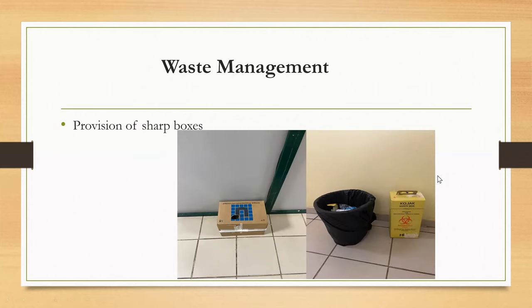Okay, previously it used to look like this. The nurses would get a carton, put a plaster around it, then make a hole in it. Yeah, it's an improvisation when there's no proper sharp box. But this has one or two disadvantages associated with it. This plaster can go off any time, and these cartons are not really that puncture-proof. Then this is what it looks like right now. Real sharp boxes are now in place. Next slide.